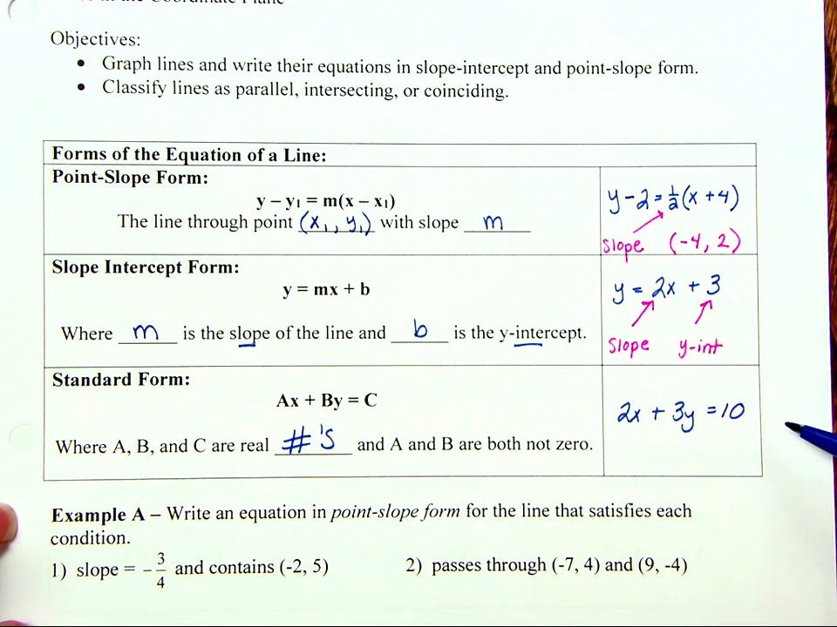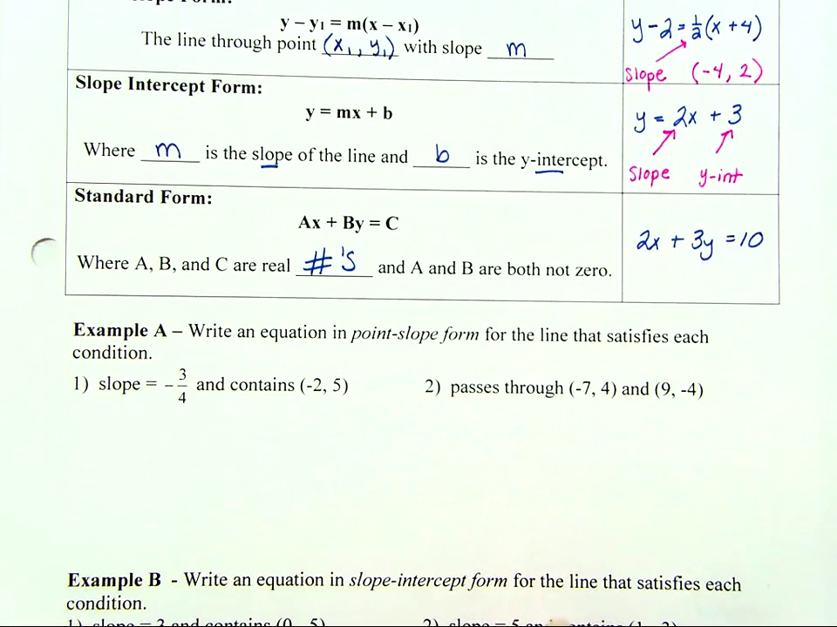Now, when an equation is in standard form, I cannot quickly identify the slope, nor can I identify the y-intercept or a point on my line. In order to do so, I would have to do some rearranging. And so typically when we have an equation like this, we transform it into slope-intercept form. So again, here my slope would not be 2.